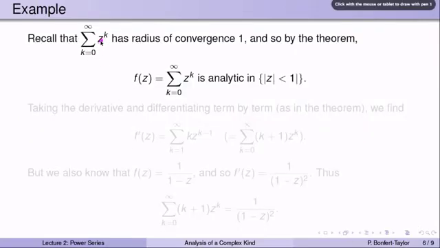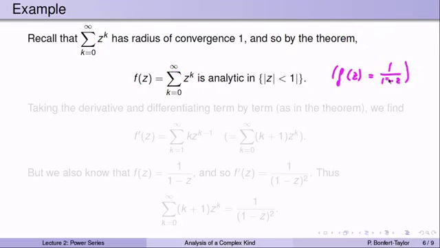So remember, the series z to the k has a radius of convergence 1. Therefore, by the theorem, this function f of z given by the sum k equals 0 to infinity of z to the k is an analytic function. We kind of knew that. We found what the sum is, right? We know f of z is 1 over 1 minus z. We know an explicit formula, and we know that it's analytic. In fact, we know this is an analytic function in the whole complex plane minus the value 1.